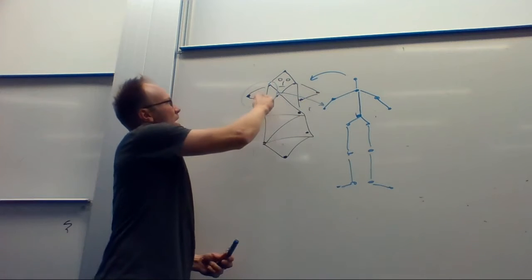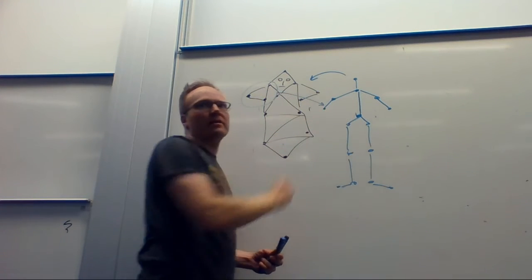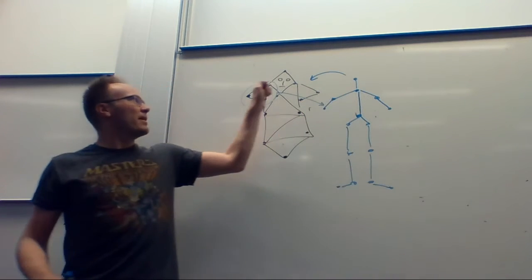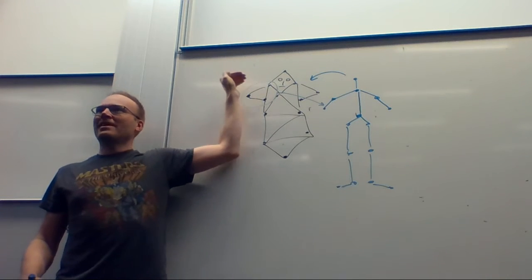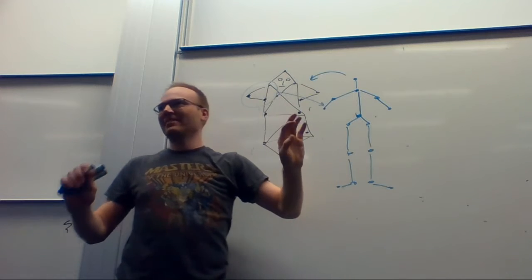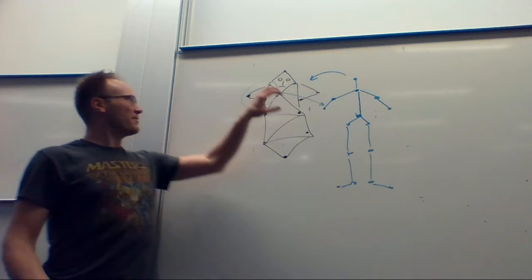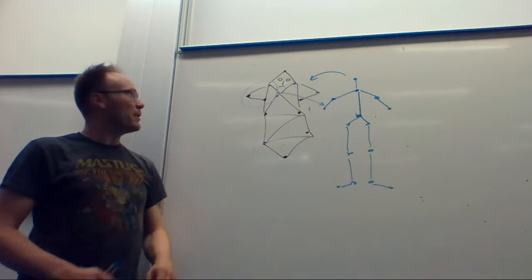You say every vertex within this group is affected by this bone in the skeleton. So if I move this bone, then all the vertices in this group will be displaced by the same amount as the bone. So that is the simplest mapping. You basically just do a kind of an on or off mapping. You know, these guys move with this bone, these guys move with this bone, and so on.